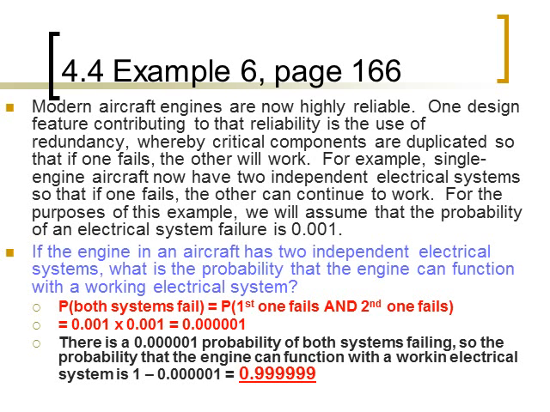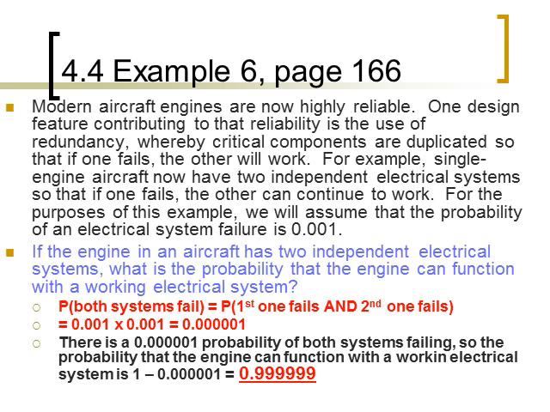Here's our next question. If the engine in an aircraft has 2 independent electrical systems, what is the probability that the engine can function with a working electrical system? So the probability that both systems fail would be the probability that the first one fails and the second one fails. So let's find out what that would be. That would be 0.001, that's the probability of failure, times 0.001, that's the probability of the second failure. And we get the number 0.000001. So there is a 0.000001 probability of both systems failing.